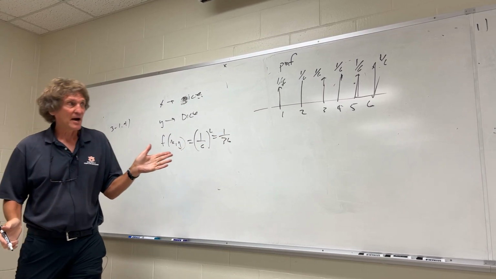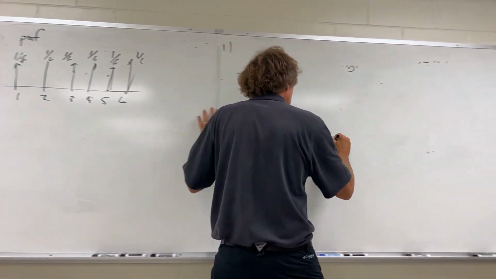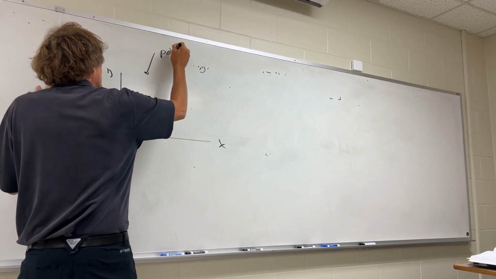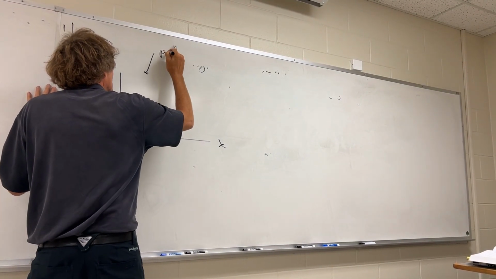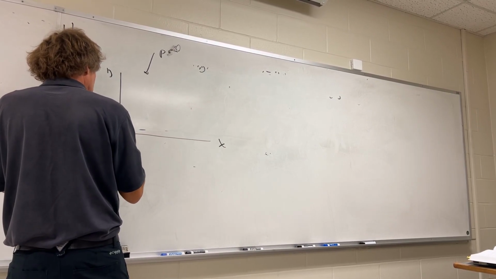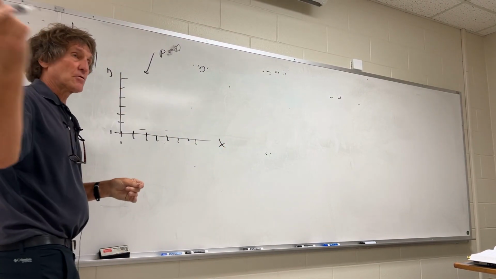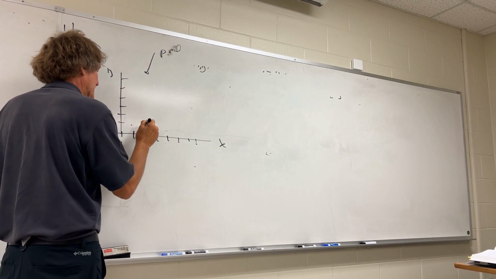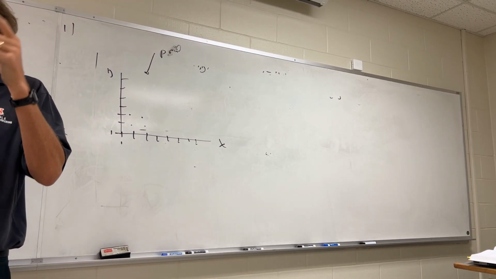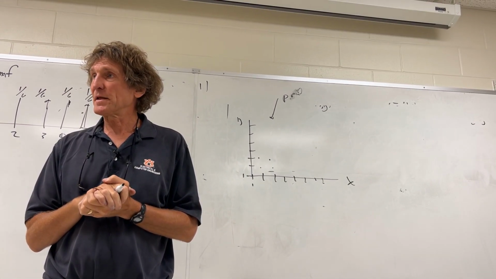We could map this out. If you had a 2D grid of X and Y, and a probability mass function on it, there would be points. If you're looking straight down, there would be 36 points, and the height of each point would be 1/36. Does this make sense to everybody? Are you with me on that?